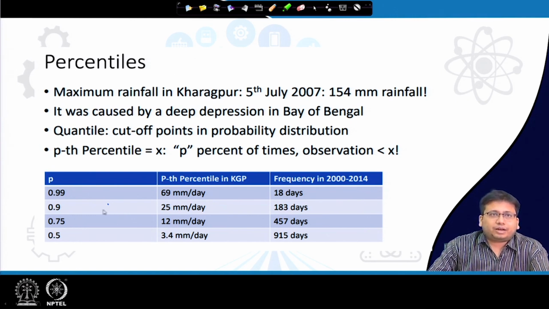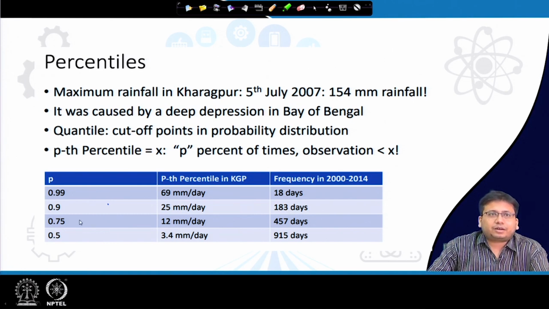Similarly, the 90th percentile is 25 millimeters. 90th percentile roughly means that there is 0.9 probability that if you pick any day at random, the rainfall in it is going to be less than this threshold of 25 millimeters. And it turns out that there are actually 183 days in which the rainfall has exceeded this 25 millimeters. 183 out of 1830. So, that is just 10%.